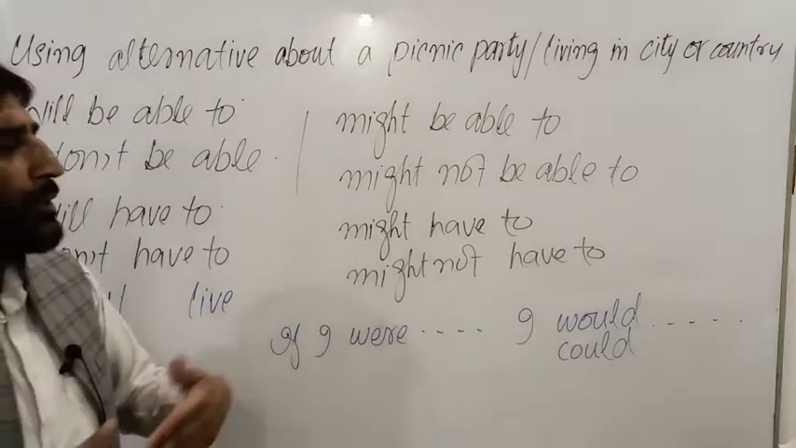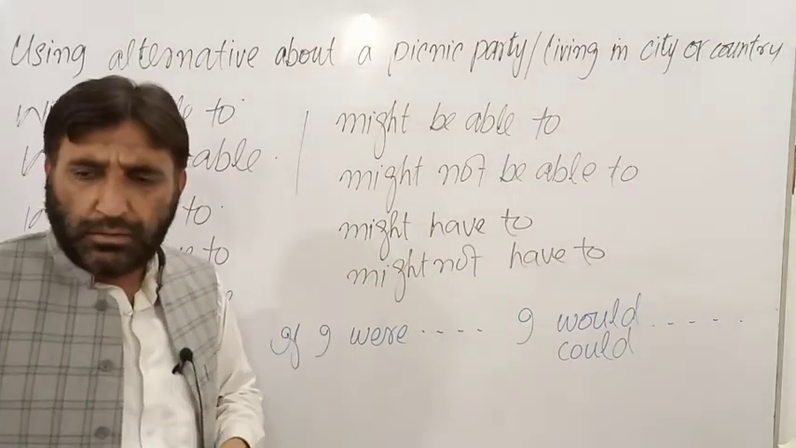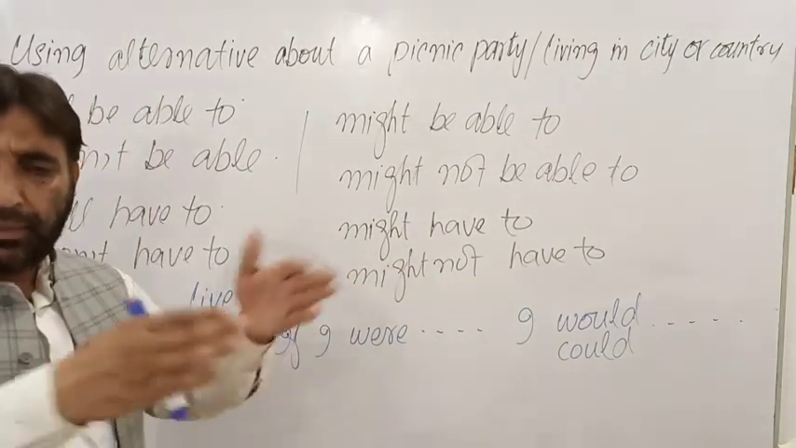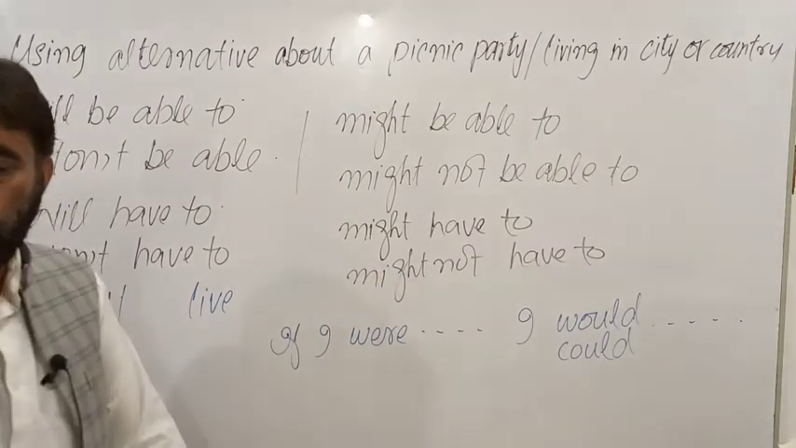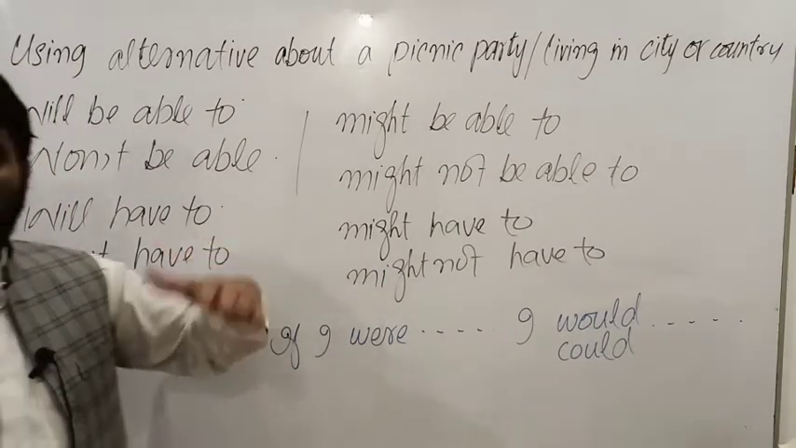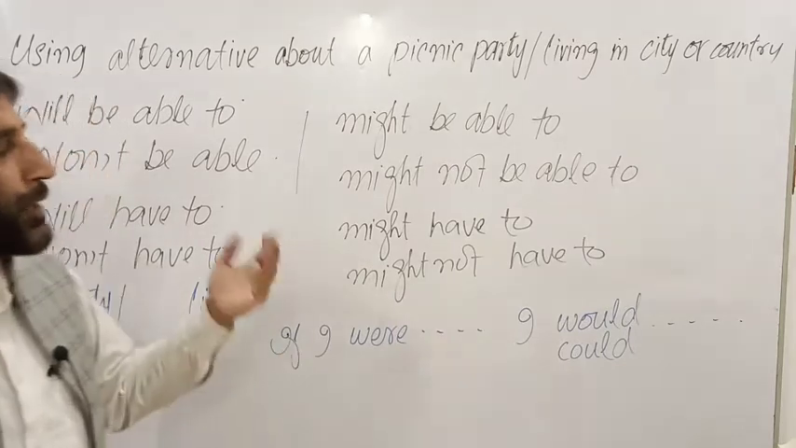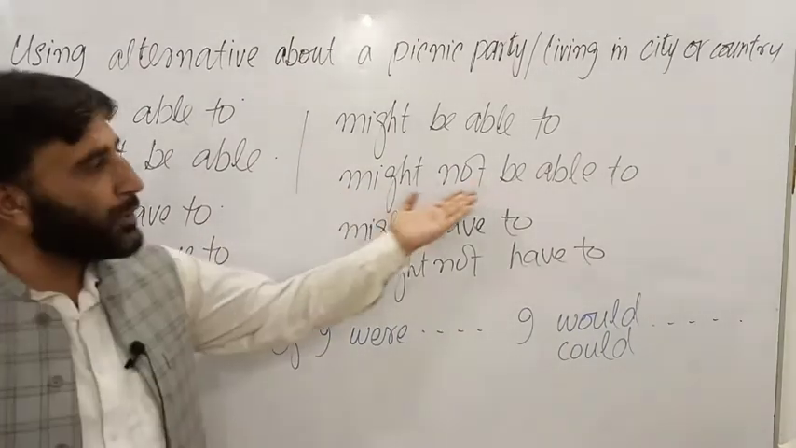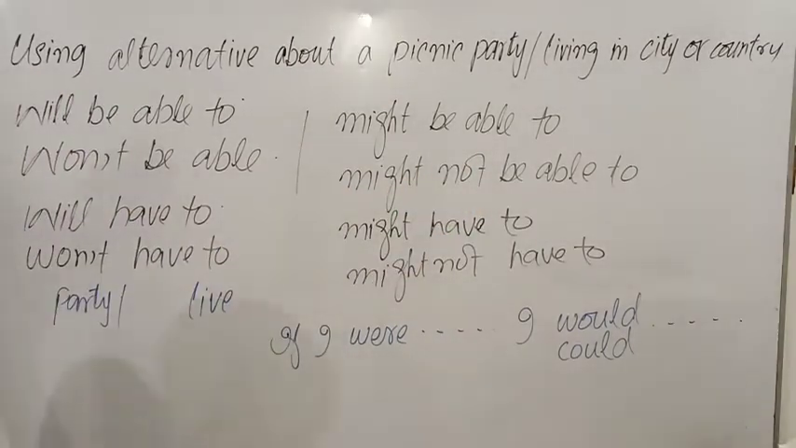we might not be able to play basketball, because at the bank of the river there is no basketball facility, but at school basketball ground is available, and if we arrange the party at school, we might be able to play basketball. Right?